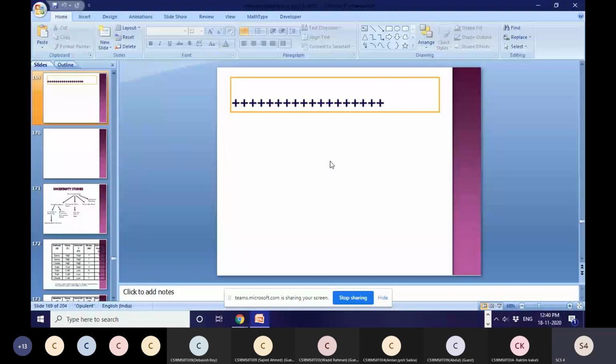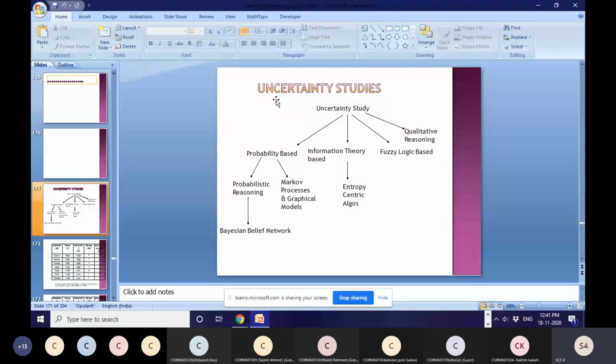Right now, we come to uncertainty studies. We discussed fuzzy logic, and why we need fuzzy based techniques to deal with real life problems. There I gave examples like the statements that it is raining very heavily today, where words like very, very much are used.